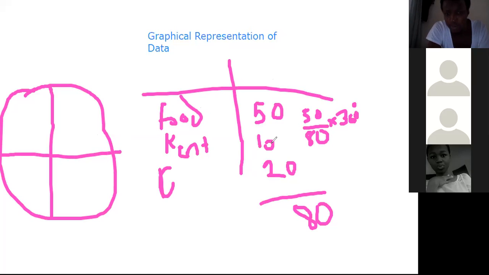Then we do the same for rent: 10 all over 80 times 360. Then we get the angle for rent. Then we do the same for the clothing. When we finish, we use our protractor and the rest. We come and put it here.